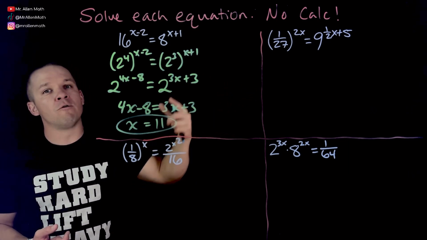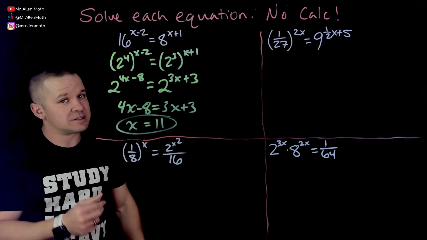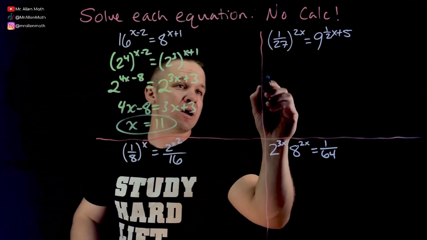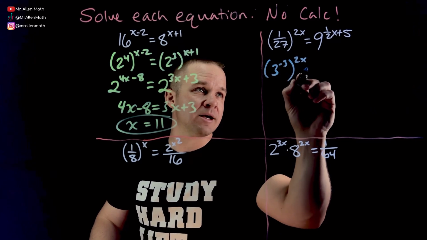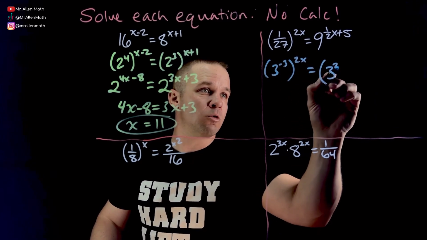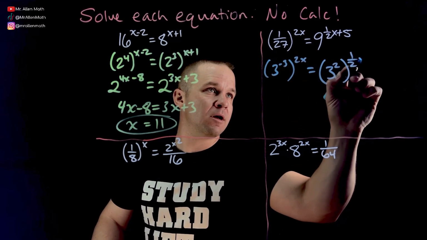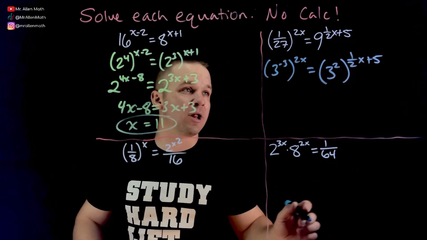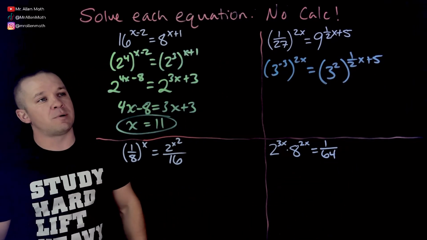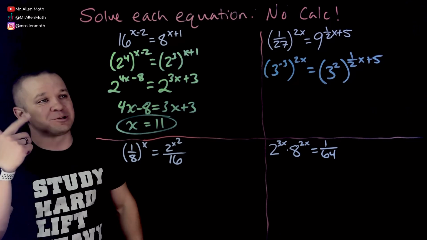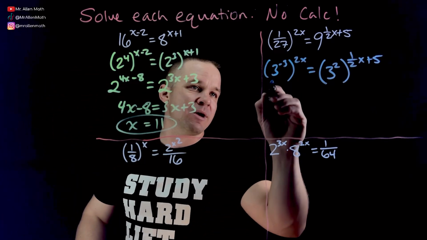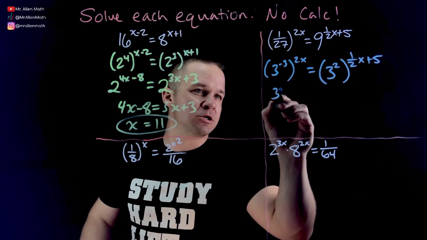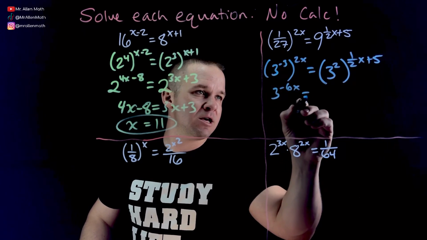Well, how do I get 1 over 27? Negative exponents give me reciprocals. So we're going to write this as 3 to the negative third to the 2x equals 3 squared to the 1/2 x plus 5. So before you were like, oh no, there's a fraction in the exponent. Now, power to a power, we're just multiplying. 2 times 1/2, poof, that's gone. Not a bad thing. So we got 3 to the negative 3 times 2x is negative 6x equals.